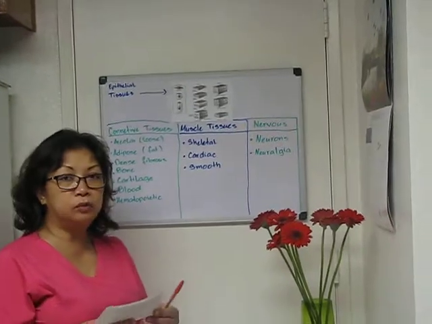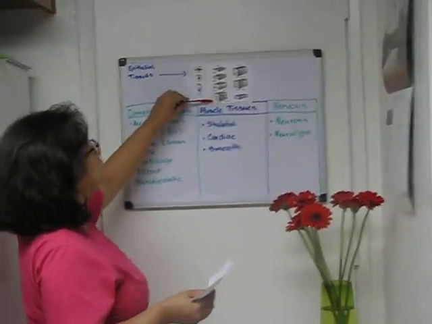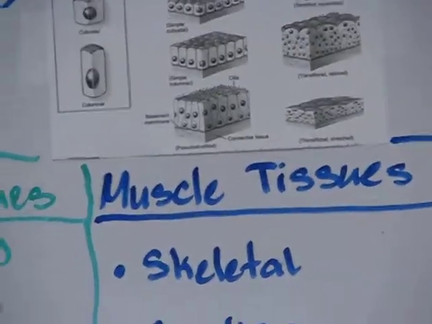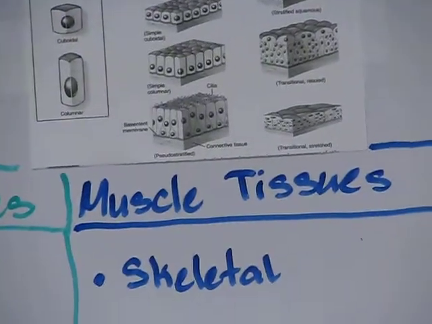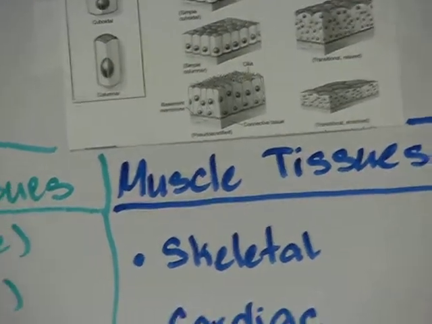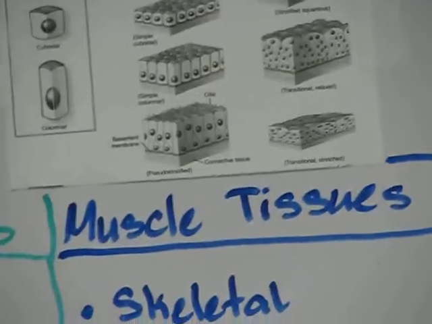Next, we are going to discuss the pseudo-stratified, which is this one. They are a single layer of tall cells that wedge together to appear as if they are two or more layers, and we can find that at the surface lining of the trachea. The function is for protection.